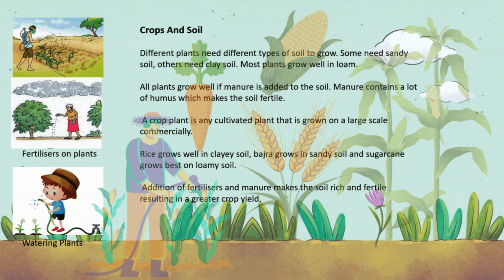Crops and soil. Different plants need different types of soil to grow. Some need sandy soil, others need clay soil. Most plants grow well in loam. All plants grow well if manure is added to the soil. Manure contains a lot of humus which makes the soil fertile.